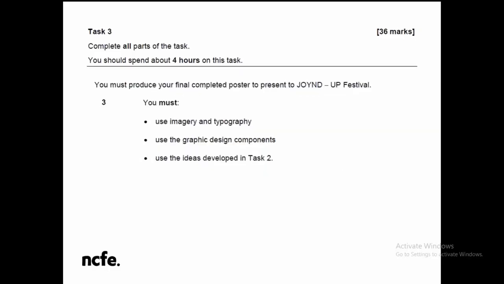Task 3 is the production of the final design idea, and again this format and the requirements of task 3 are the same across the sample external paper and the paper from spring 2019. Learners must use imagery and typography, they must use the graphic design components, and they must use their ideas developed through experimentation in task 2.